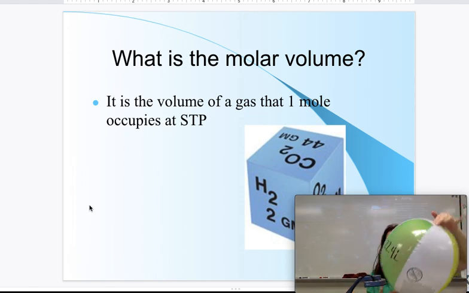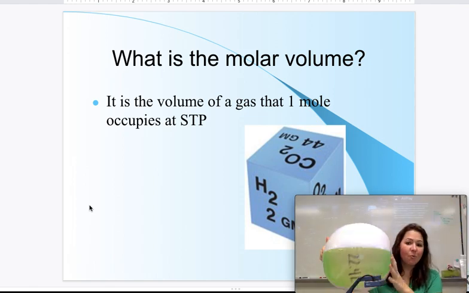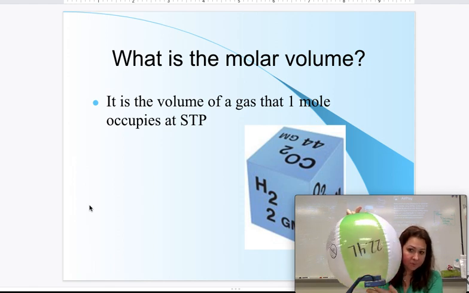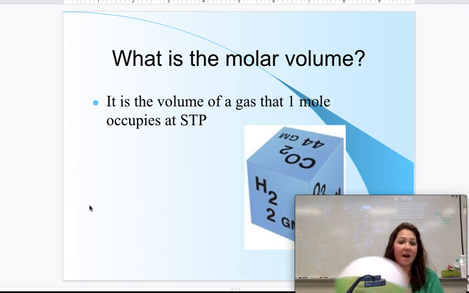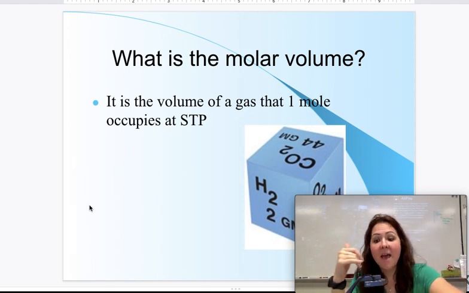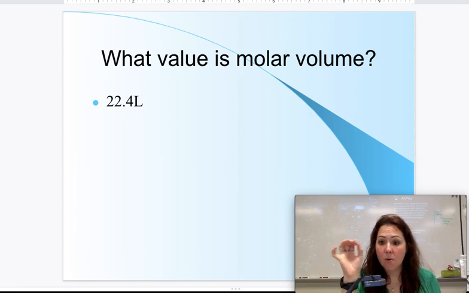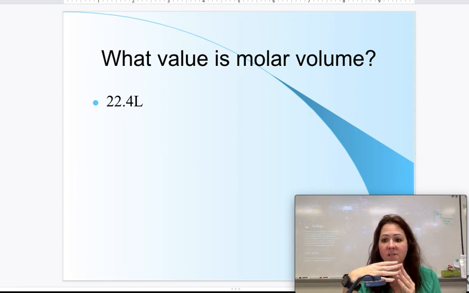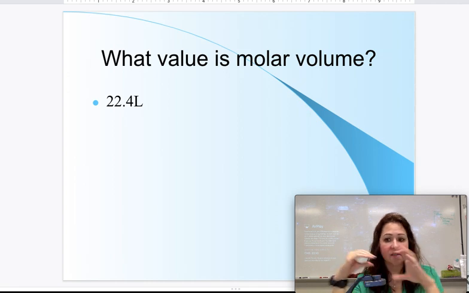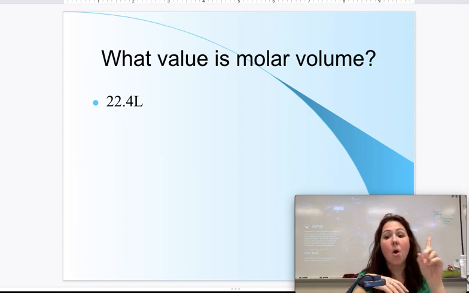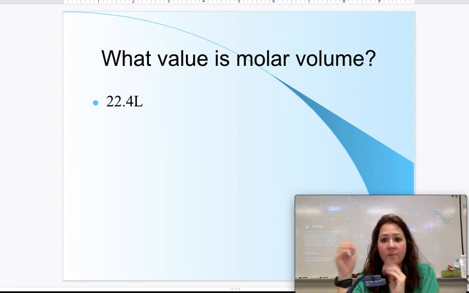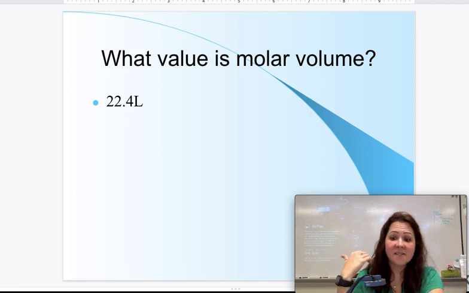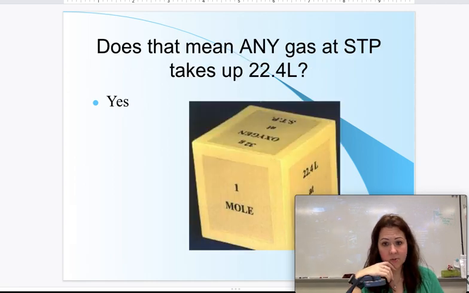So in this beach ball, it's approximately 22.4 liters. So in this amount of space, I would have 1 mole of the gas at STP. So the molar volume is 22.4 liters. What that does for us is we have another standardized value: 1 mole of a gas contains 6.02 times 10 to the 23rd particles. 1 mole is equal to the mass in grams from the periodic table, that molar mass. And then finally, 1 mole of any gas at STP is going to take up 22.4 liters.